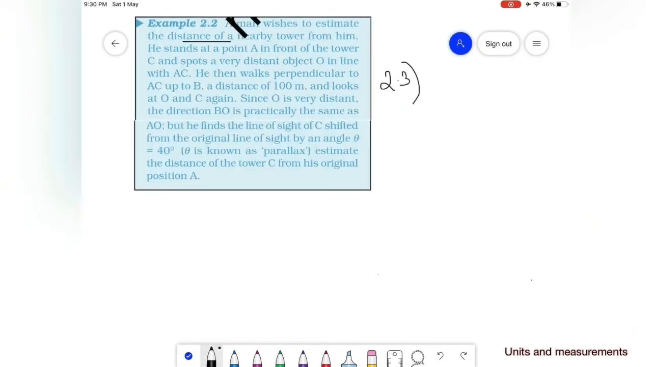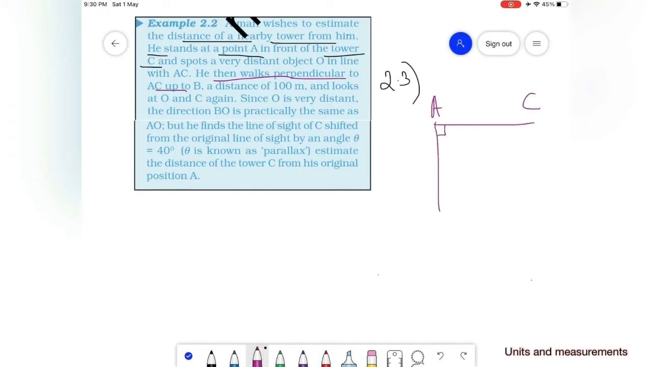The question here is, a man wishes to estimate the distance of a nearby tower from him. He is at point A and the tower is at point C. The tower is in front of him. So let's draw this. AC, the distance between them, is what we have to find out. Then he walks perpendicular to AC up to B.